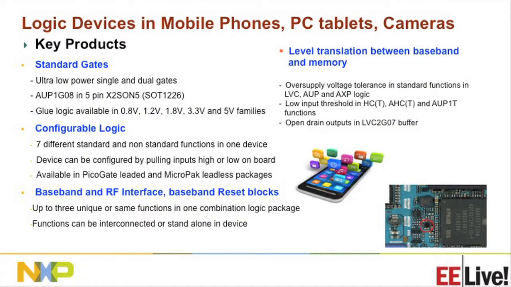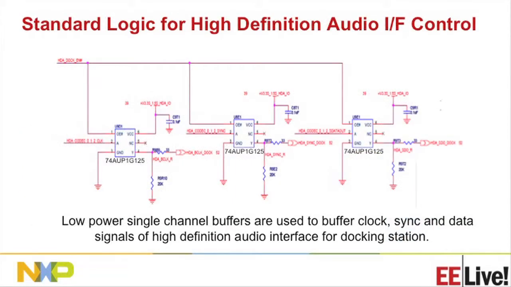If you look at the mobile phones, tablets, and cameras, again, this summarizes the use of glue logic and interfaces like baseband and RF. We also find them in baseband reset blocks. And sometimes there's a level shifter between baseband and memory. So the important thing to note here is the supply voltage is going low and low. It's at 1.2 volts or 1.8 volts today, but we have seen some processes going down to 0.8 volts, and the trend is to use 6 or 8 lead glue logic devices rather than the bigger 12, 16, or 14 lead devices.